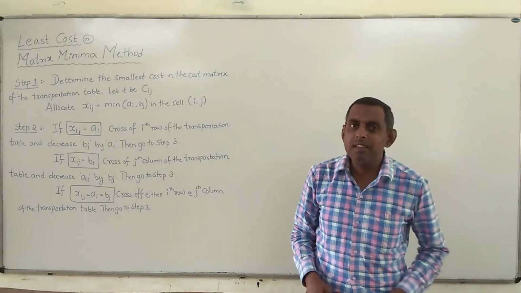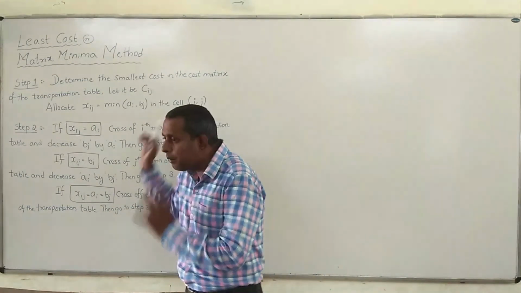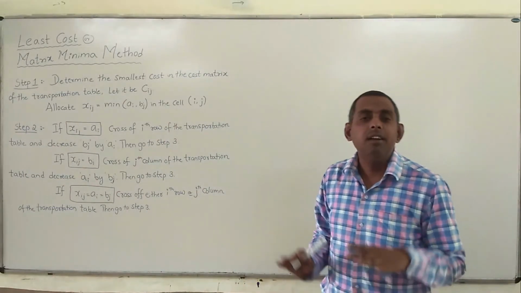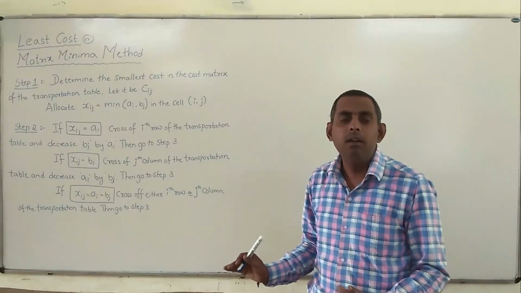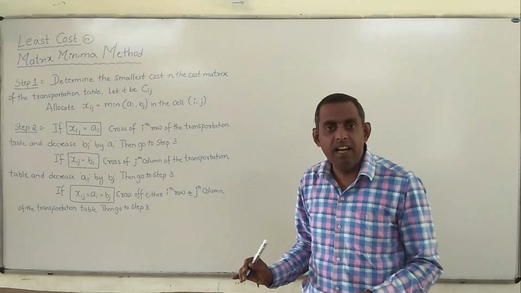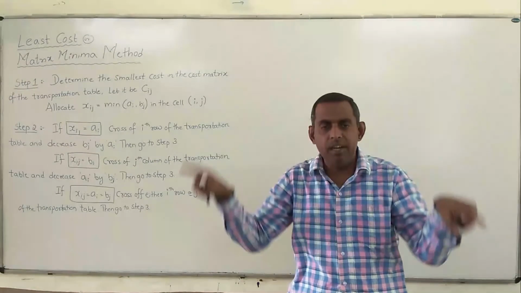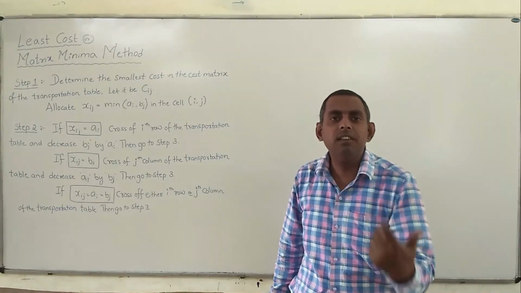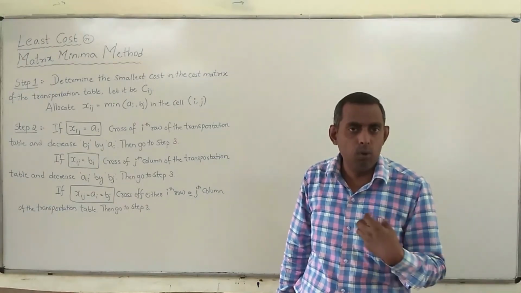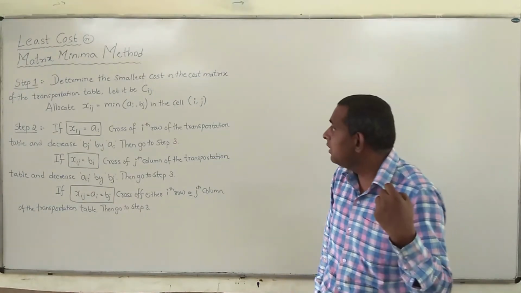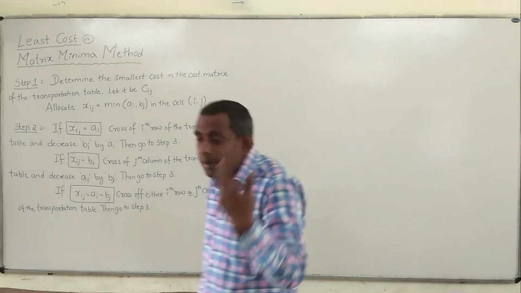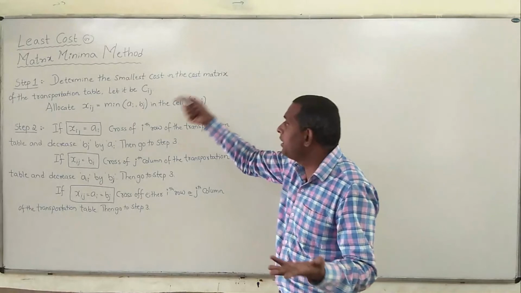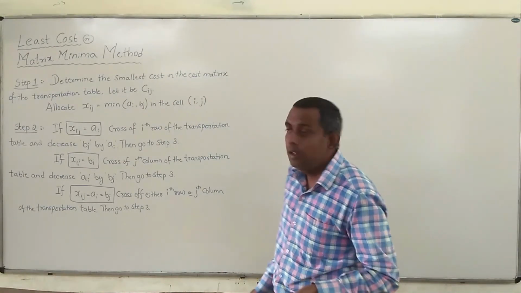Fine. So what happens in step number 1 here? First, determine the smallest cost in the cost matrix of the transportation table. If I were to say it in Kannada: you have to find the smallest cost in the cost matrix of the transportation table. I mean to say the cost matrix of the transportation table.